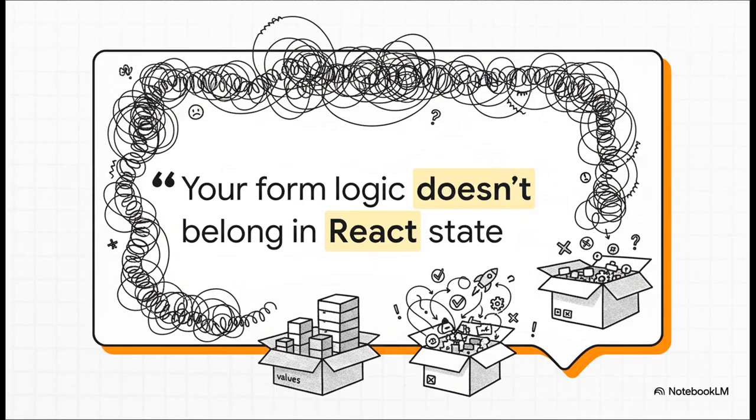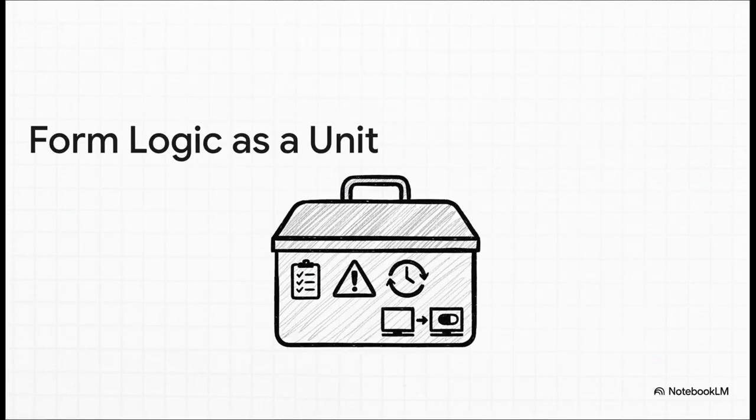Storing the form's values in state, okay, that's one thing. But we've gotten into this habit of stuffing all the logic that goes with it in there too. And what happens? Our components become this tangled, unmanageable mess of validation rules, submission handlers, and error states all mixed together. What we need to do instead is think of all this stuff as one single cohesive unit.